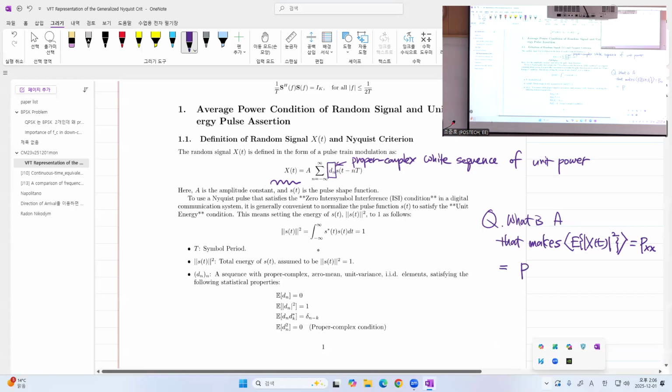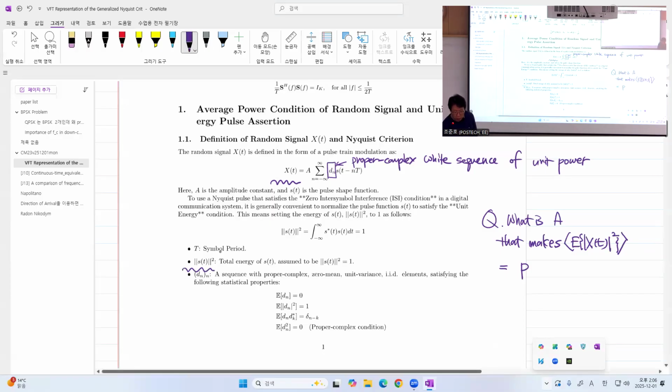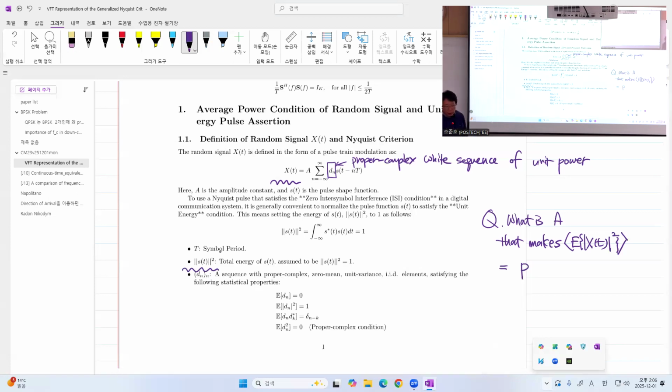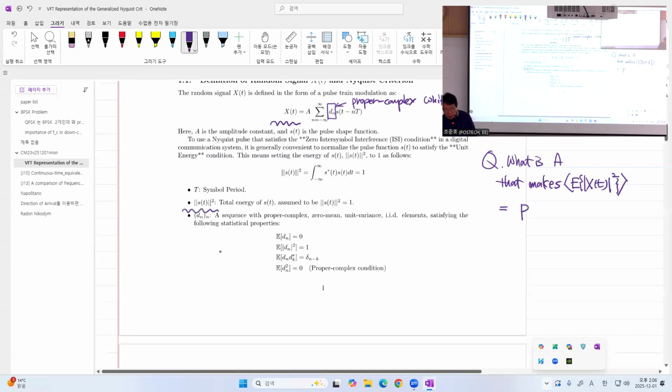Got it? So let me not use this one yet. So do you understand what I mean? But here we have a constraint where S of t has total energy 1, normalized. Why do we need this one? And that will be seen soon. But anyway, so in this scenario, what is A?